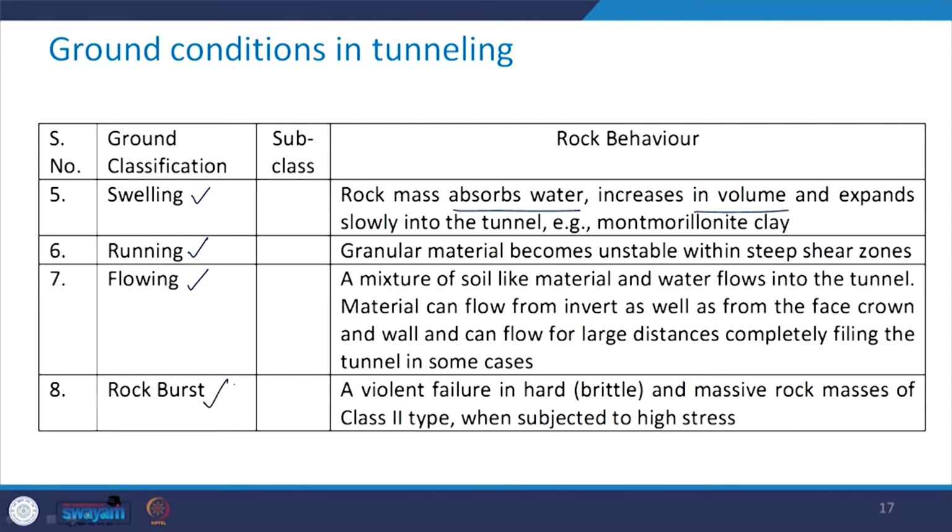Then the next one is rock burst. In this case, a violent failure in hard or brittle and massive rock masses of class 2 type occurs when these are subjected to high stresses. So, these are some of the extreme ground conditions.